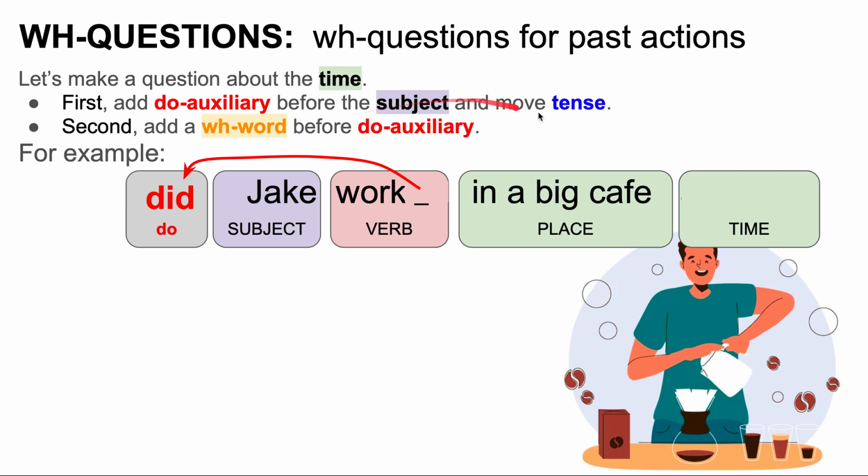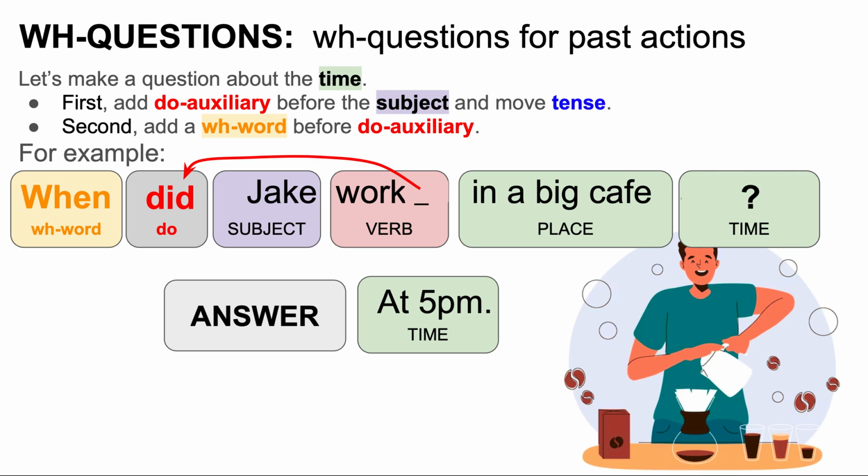Next, because I want to know the time, I need to add a WH word for time. The WH word for time is when. So the question is, when did Jake work in a big cafe? Answer, at 5 p.m.